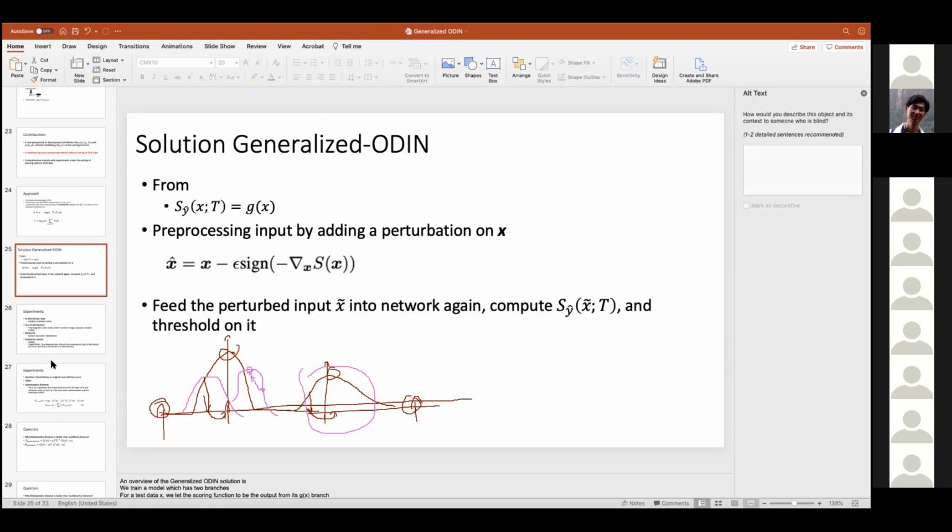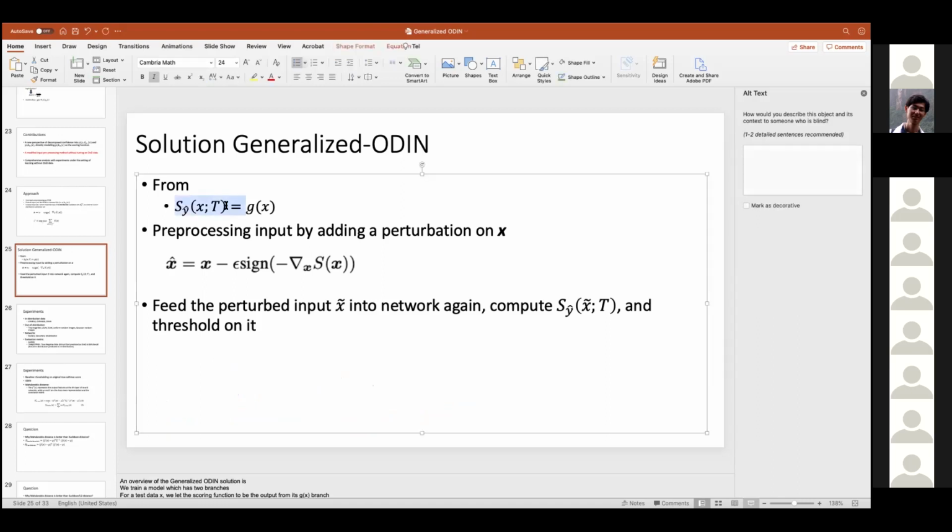So this is the overall solution for generalized OD. First we calculate the scoring function, which is equal to the output from the GX branch. Then we do input pre-processing. After that, we feed the perturbed input and compute the scoring function again. And by applying a threshold on it, we can build a classifier for in-distribution data versus out-of-distribution data.